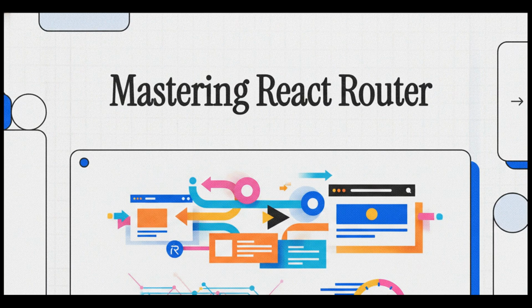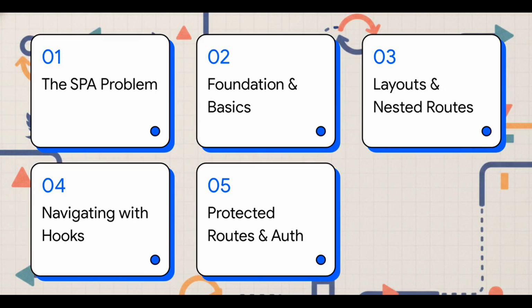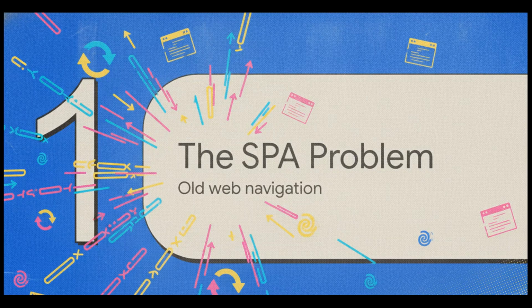Let's get started. Here's the roadmap for our time together today. First, we'll look at the single-page application problem, then move into the foundation and basic navigation. After that, we'll tackle shared layouts and nested routes, navigating with router hooks, and finally, wrap things up with protected routes and authentication. All right, let's jump right into section 1, the single-page application problem.